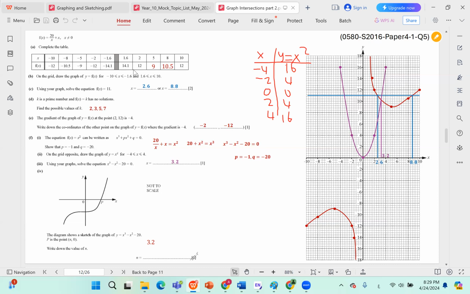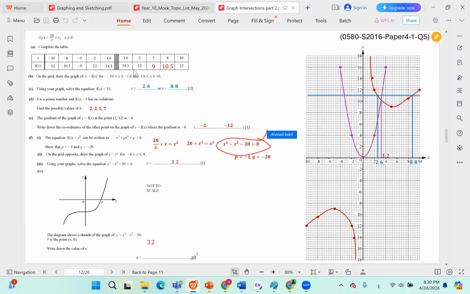So having drawn the graph, we are now required to solve the equation x power 3 minus x power 2 minus 20 equals 0. So what is this equation? How do we solve this equation? So the idea is that we already got this equation when we were trying to equate the two graphs.